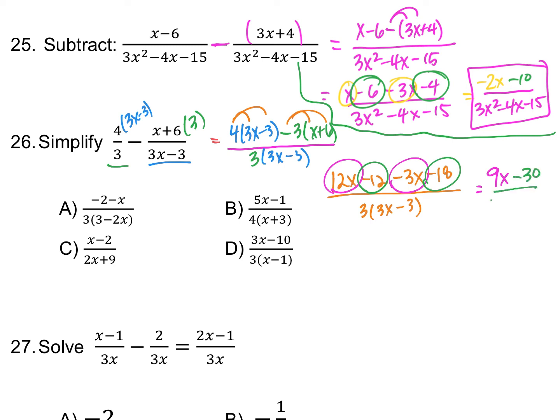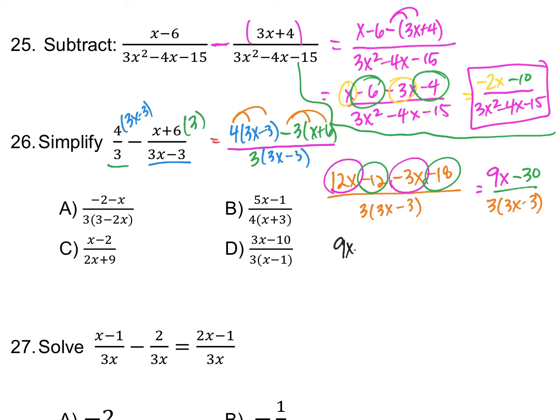And that's all divided by our 3 times 3x minus 3. And I notice nothing matches. So it looks like I might need to do a little bit more work. I know that 9 and 30 are both divisible by 3. So I'm going to go ahead and factor out a 3.